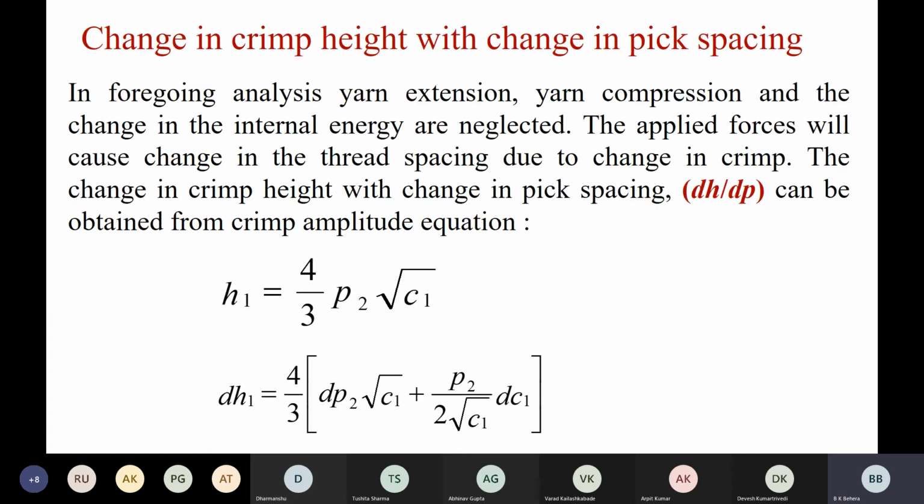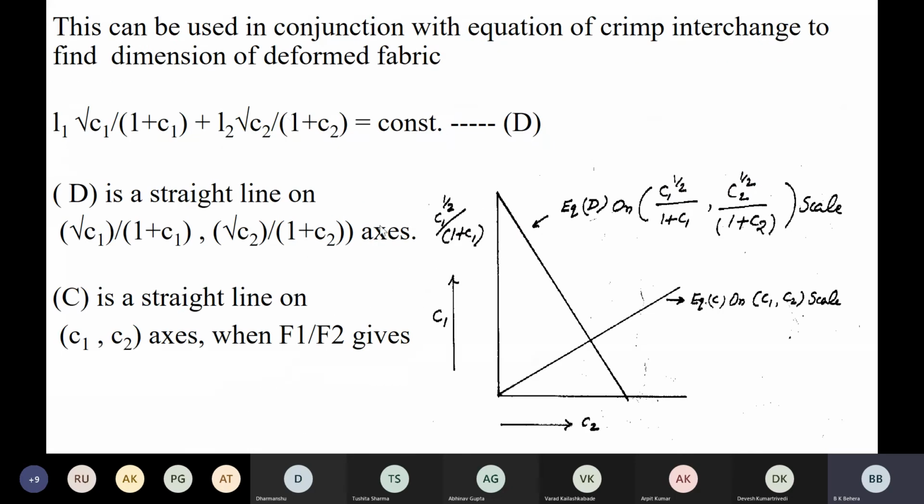Okay, so we'll stop here. Another thing which we'll discuss from the next class is the change in crimp height with change in peak spacing. What will happen to the fabric is a different phenomenon, and it needs some description to begin with. So I close it here. From the next class, we'll start from there.